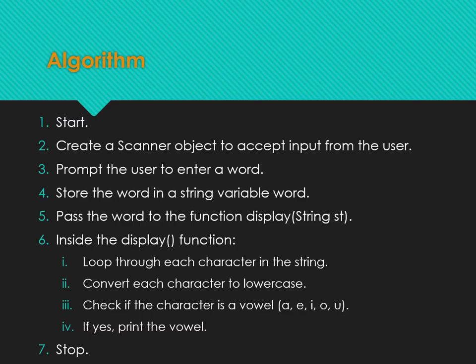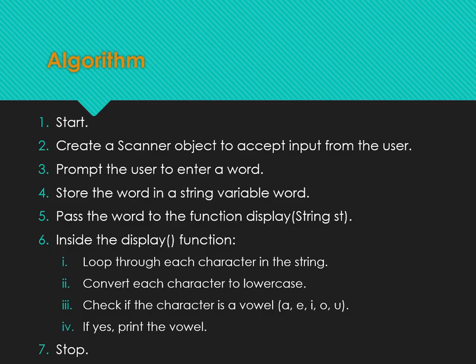Let's go through the step-by-step algorithm for solving this problem. Step 1. Start the program. Step 2. Use a scanner object to accept input from the user. Step 3. Prompt the user to enter a word and store it in a string variable. Step 4. Pass this word to the function named display. Step 5. Inside the display function, loop through each character of the string. Step 6. Convert each character to lowercase to handle both capital and small letters.